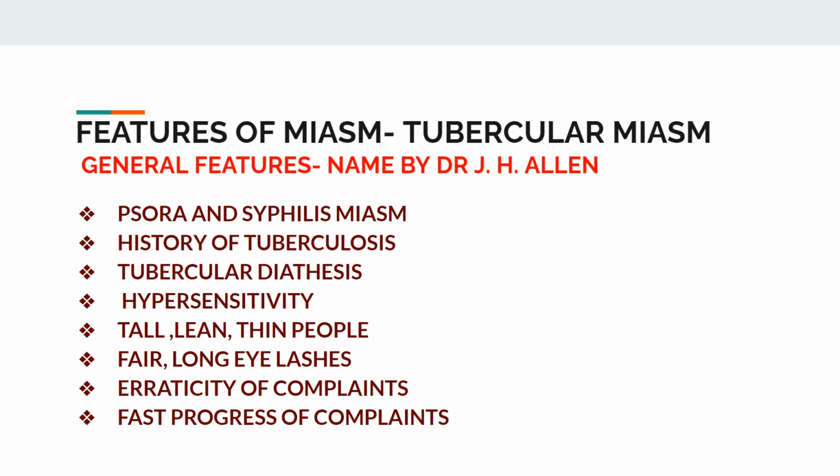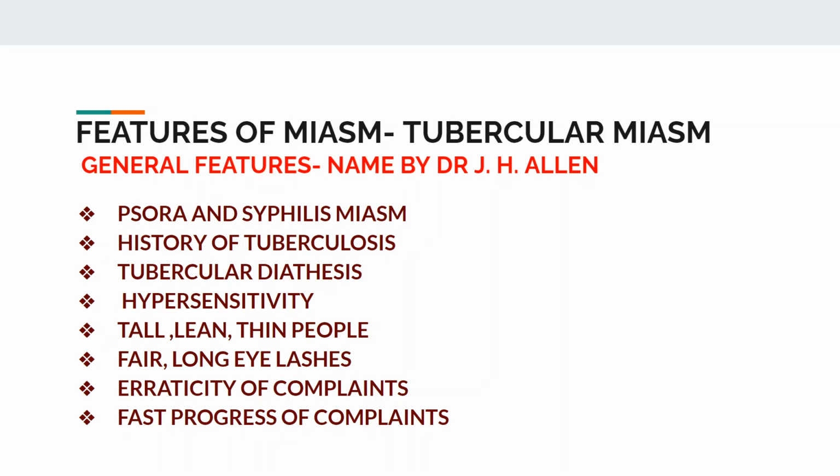So, general features of tubercular miasm, let's understand. The name tubercular miasm is given by Dr. J. H. Allen. It is the combination of sora and syphilis miasm. So there are some features of soric miasm and some features of syphilitic miasm. Most important, you will find the structural changes of syphilitic miasm.